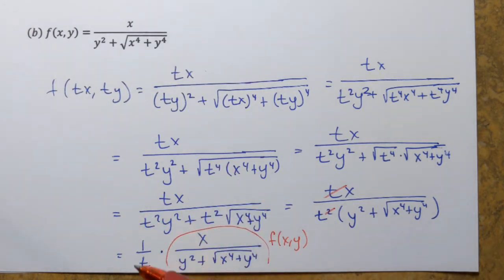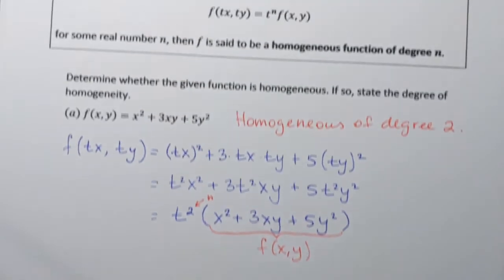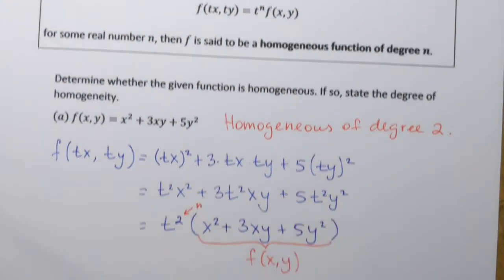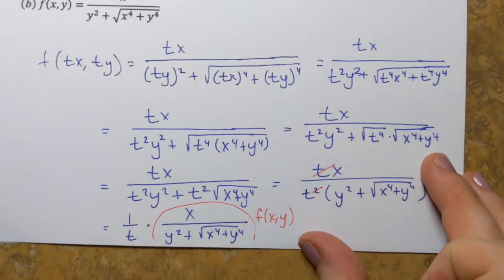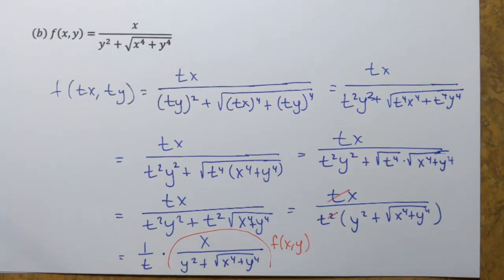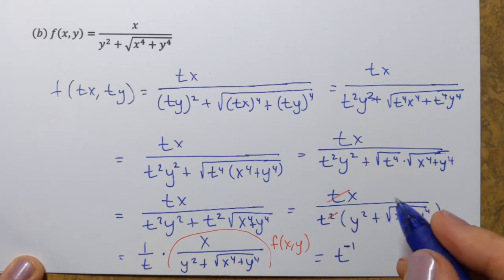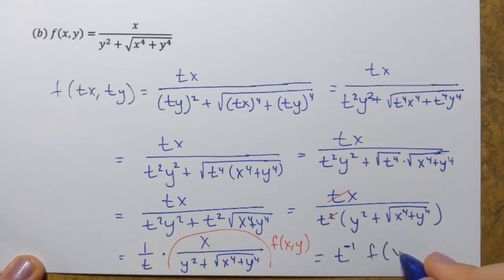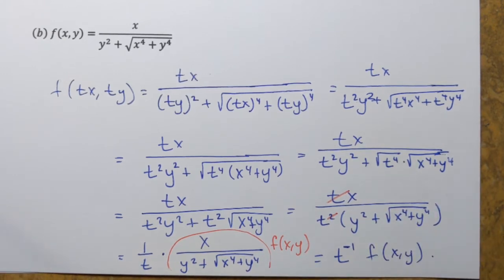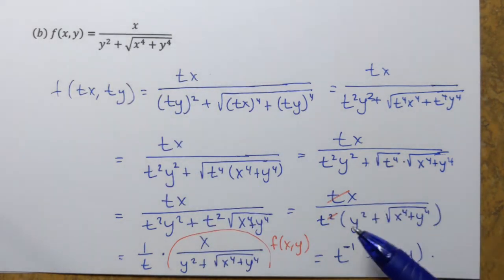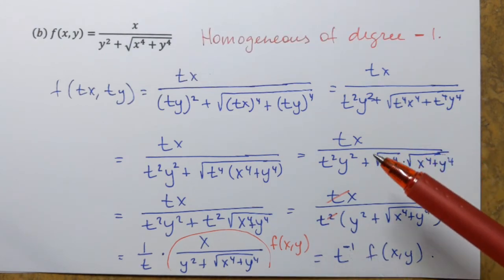It's just 1 over t is not quite what we have in the definition, right? So it should be t to a certain power. But we can actually rewrite 1 over t as t to a power, right? So it's the same as t to the power -1, if we take the reciprocal, t to the power -1, and then our function, I'll just write f of x y. So yes, we can see how this function is homogeneous and the degree is -1. So let's do another example.